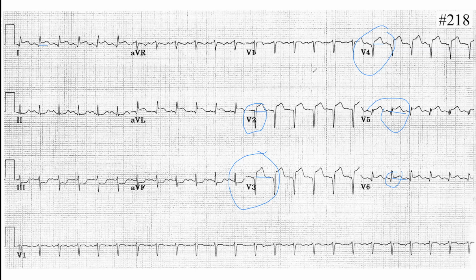Anterolateral. Anterolateral, and in AVL, ST elevation as well. Anterolateral acute MI. This is what we do see. Yes. Okay. Good. No sign of hypertrophy, nothing else. Only these things we can diagnose. Okay, good.